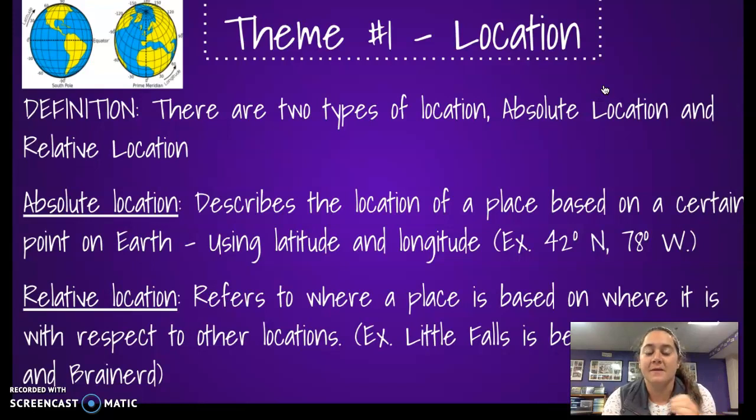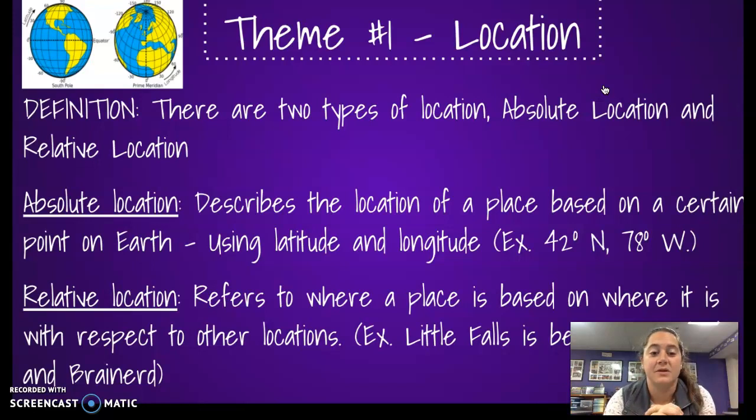The first theme in the 5 themes of geography is location. I try to give you a definition and then examples on every single slide for each of the themes. So the definition for location says there are 2 types of location: absolute location and relative location. When you're finding the first theme of geography for a specific country, you're going to type in on Google "absolute location of..." and it'll give you below.